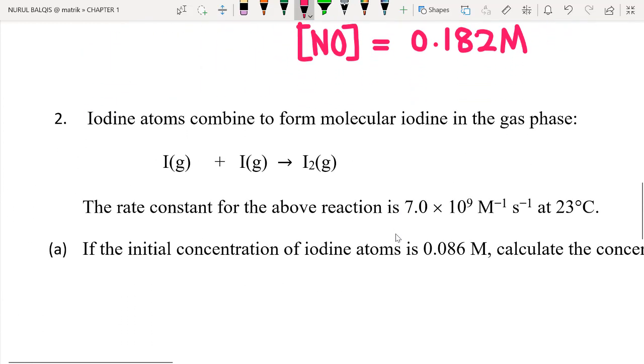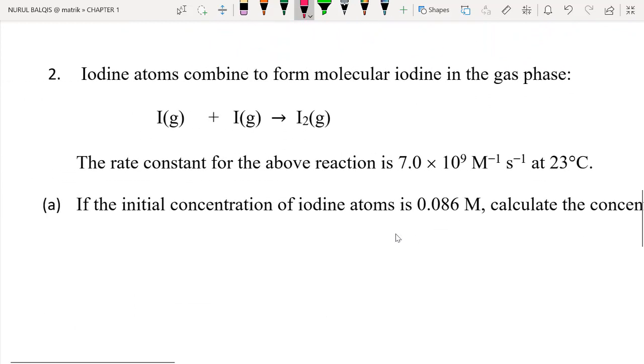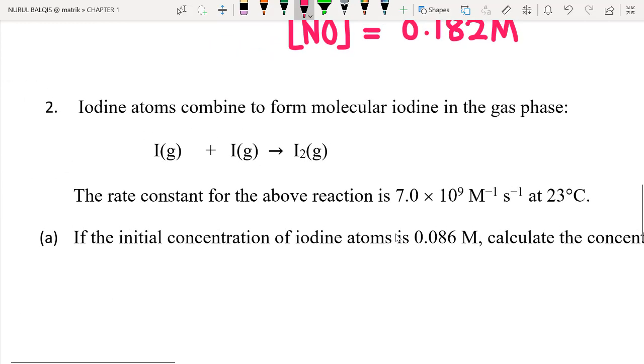Okay, so let's look at the question number 2. Given to you iodine atoms combine to form molecular iodine in the gas phase. So you initially have I in gas state and also I in gas state to form I2 gas. Alright, so the rate constant for the above reaction is 7 times 10 to the power of 9 per molar per second at 23 degrees Celsius.